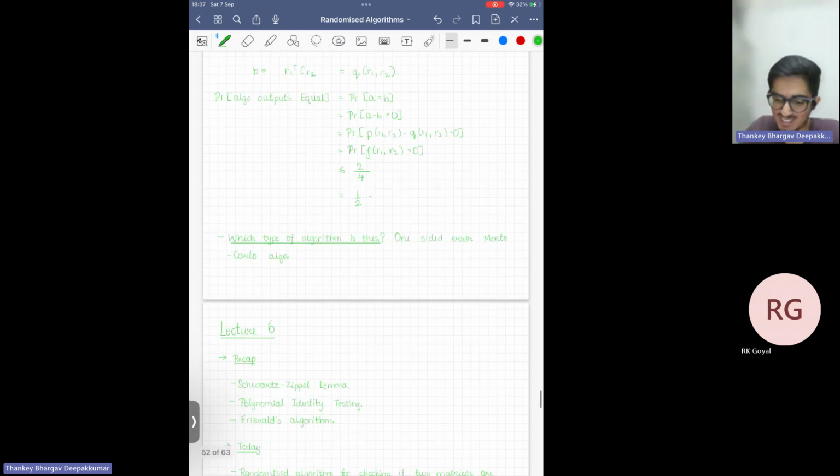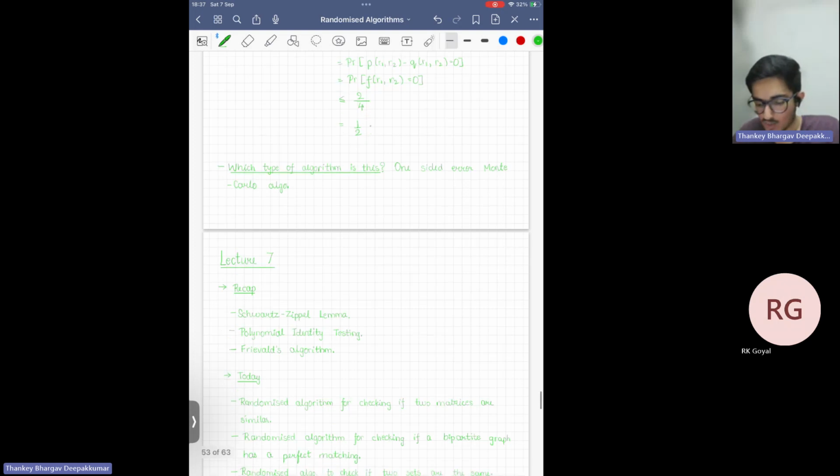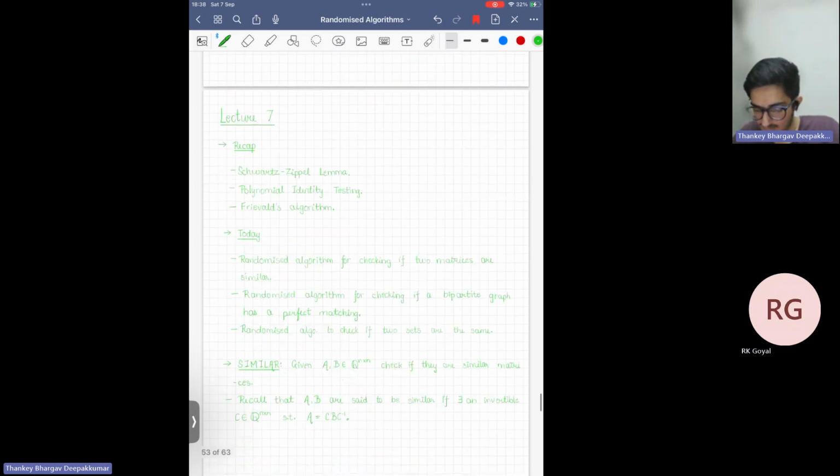Okay, so now I can just replace this by lecture 7. Finally we are at the lecture boundary, but we have one lecture behind. So next time we would see some more applications of PIT. We would see a randomized algorithm for checking if two matrices are similar, and an algorithm to check if a bipartite graph has a perfect matching. I think next week we would also be looking at applications of PIT, and then we would move on to something else.